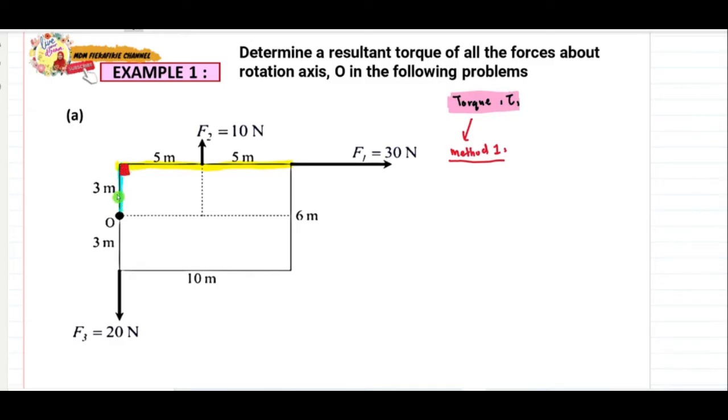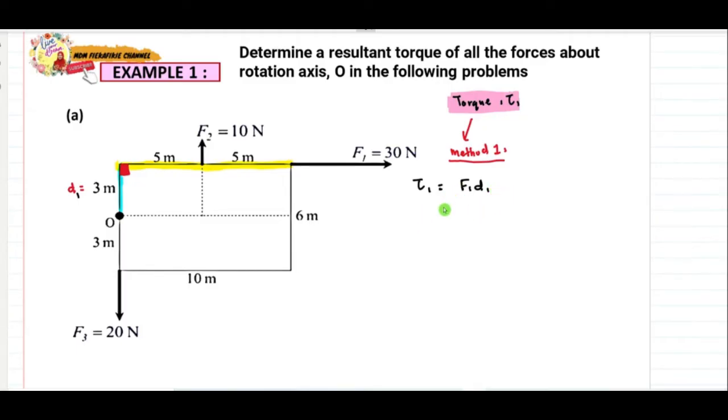So dengan method 1, okay, saya akan namakan sini D saya adalah 3 meter. Okay, jadi saya akan tulis dulu equation torque 1 is equal to F1 D1. Okay, D1 referring to the distance that perpendicular to the line of force F1. Okay, F1, D1. Okay, so they are 90 degree. Okay, so they are sin 90 degree, so it's equal to 1. So saya tak tulis lah.